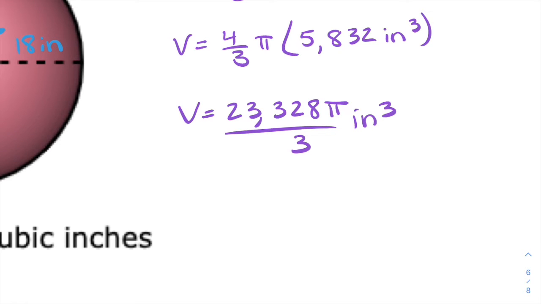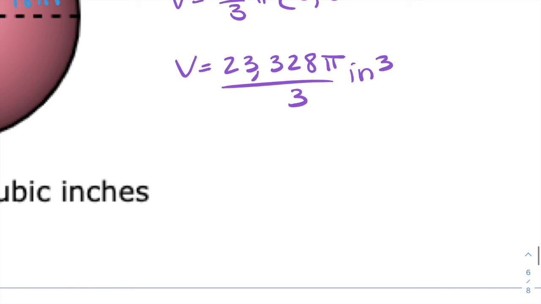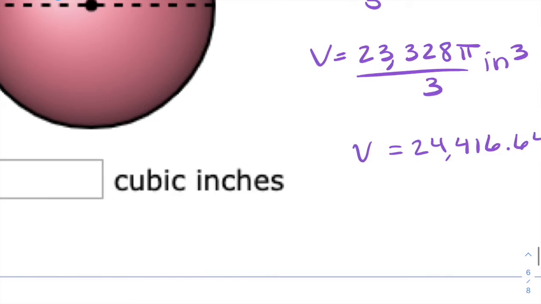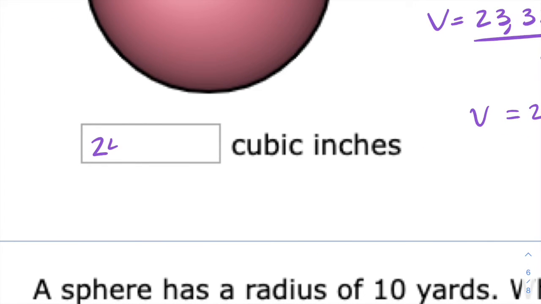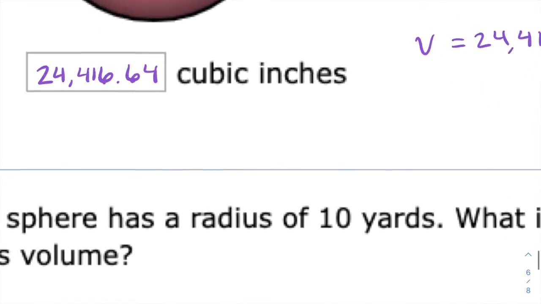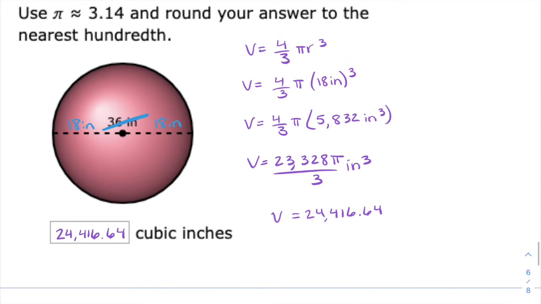So I'm going to multiply it by 3.14 because that's what they asked me to do, and then divide by 3. And I get volume is, well, with this formula it's equal to, because we rounded pi, 24416.64. And that's it. So 24416.64 cubic inches. And we're done with that problem.